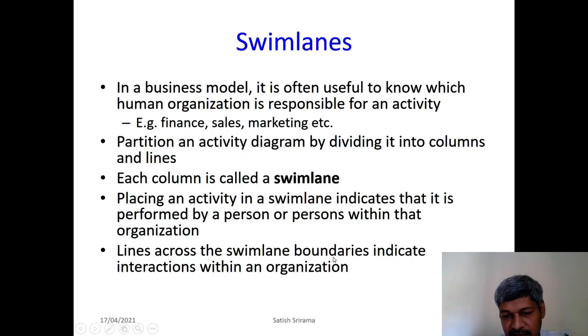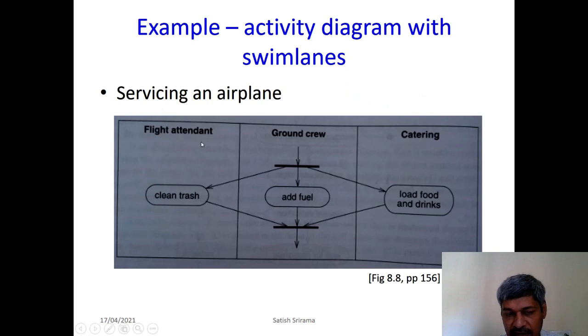So lines across the swim lane boundaries actually indicate the interaction within an organization. So how these different units within an organization are actually interacting and communicating among themselves, you can also see those things in this sort of activity diagrams. That's about swim lanes.